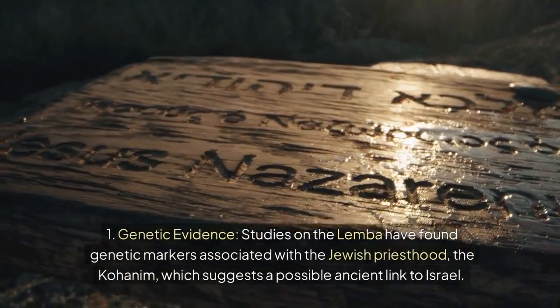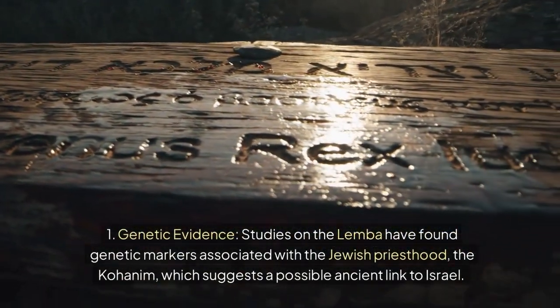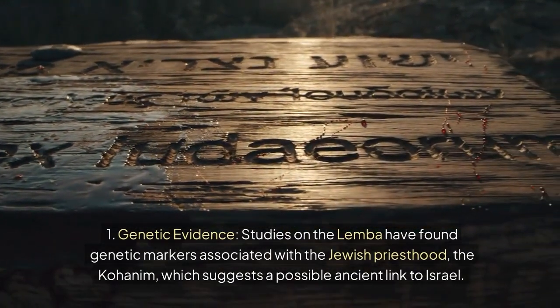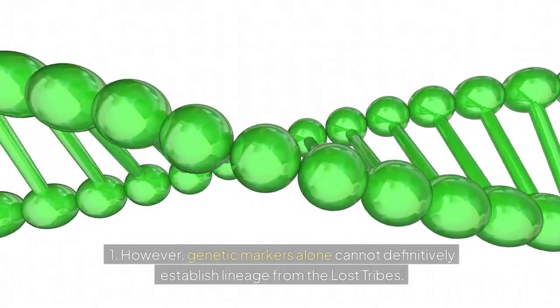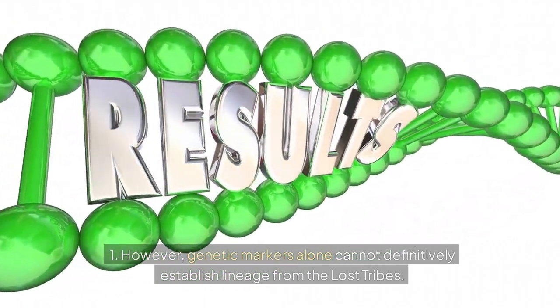Genetic evidence. Studies on the Lemba have found genetic markers associated with the Jewish priesthood, the Kohanim, which suggests a possible ancient link to Israel. However, genetic markers alone cannot definitively establish lineage from the lost tribes.